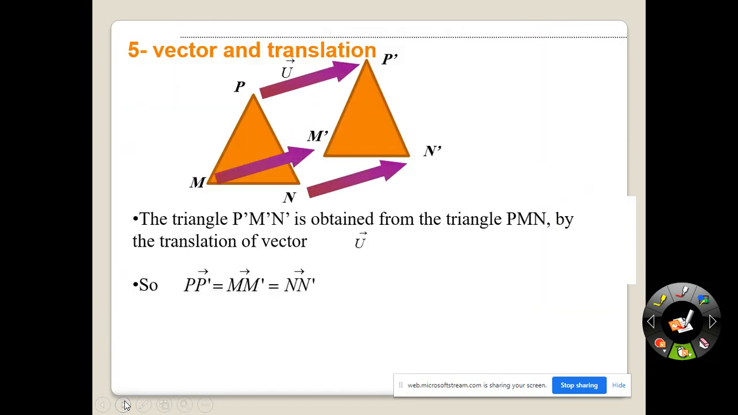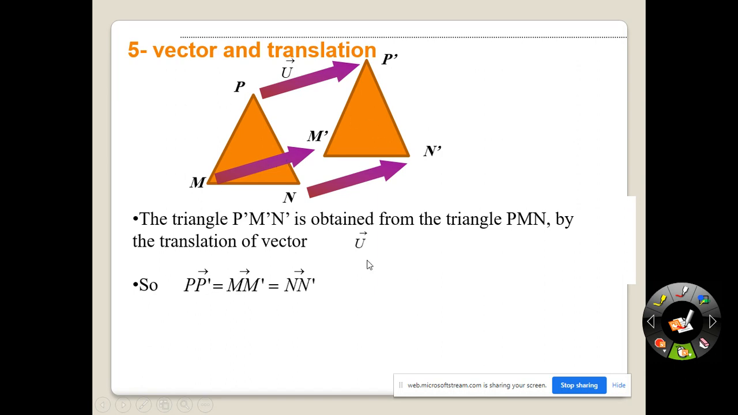Now vector and translation is easy. If I want to translate, it's as if I'm sliding the figure. If I take the triangle MPN and want to move it following the translation of the vector U, for example, I move M so that M prime is the translation of M by U, and the same for N and P. It's as if I'm taking this triangle and moving it in this direction to get another triangle. We call it translation, and I will have the same figure. It's like copy and paste.